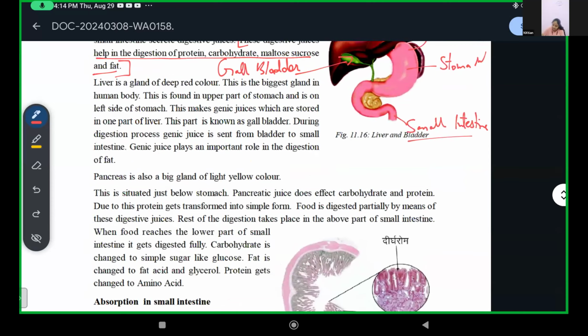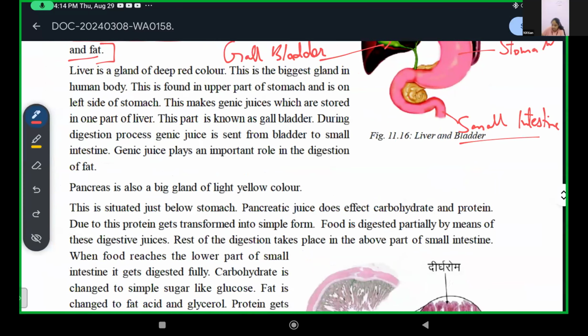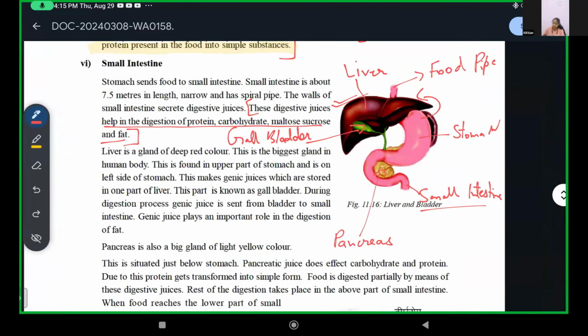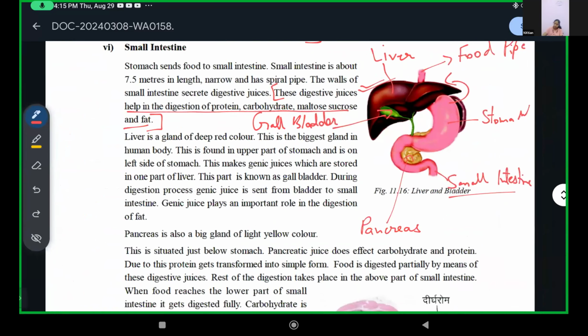Pancreas is also a big gland of light yellow color. This is the pancreas. Okay, this yellow thing is the pancreas. This is situated just below the stomach. Pancreatic juice does affect carbohydrate and protein. Due to this, protein gets transformed into simple form. Food is digested partially by means of these digestive juices.